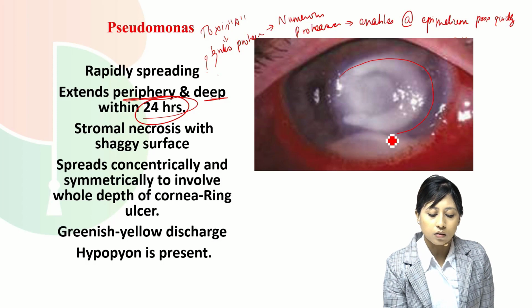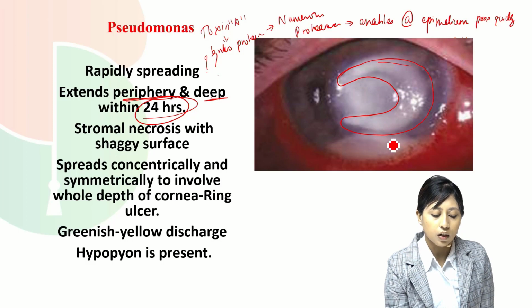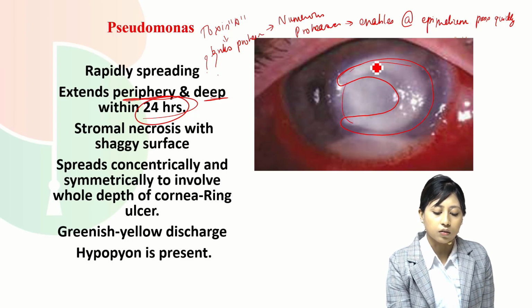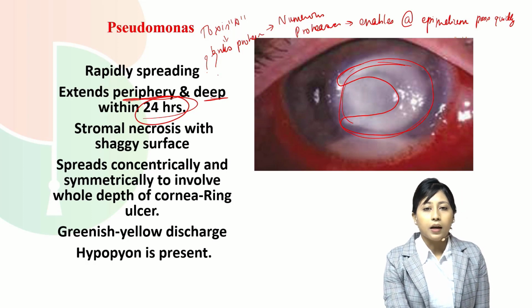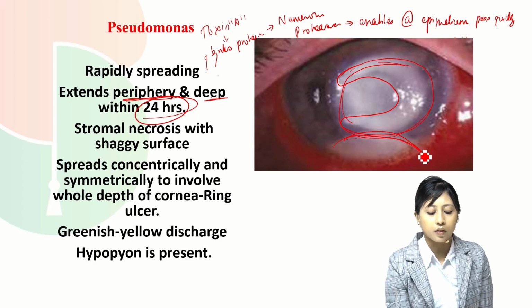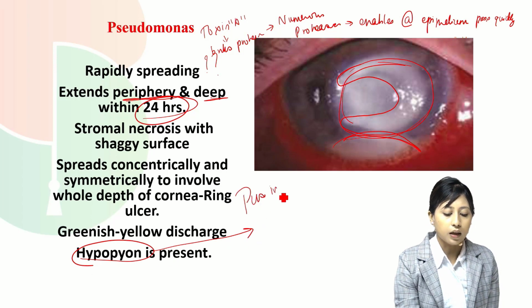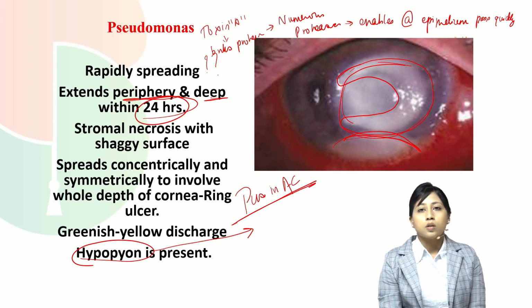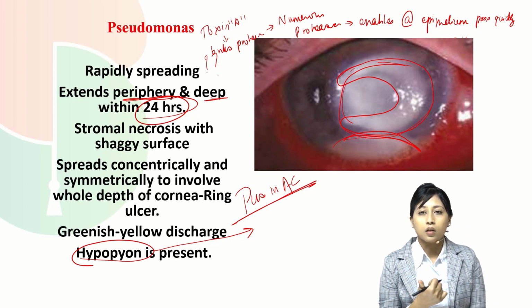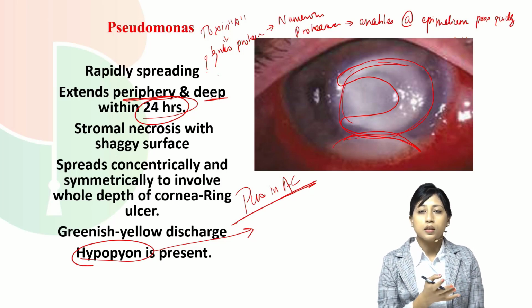As you can see, the ulcer spreads concentrically and symmetrically. There is a symmetrical and concentric ulcer which forms the ring ulcer. And as we can see here, there is hypopyon. What is this? Hypopyon. Pus in the anterior chamber is known as hypopyon. So if the patient presents with an ulcer that spreads very rapidly, within 24 hours, concentrically and symmetrically, then we should suspect Pseudomonas infection.